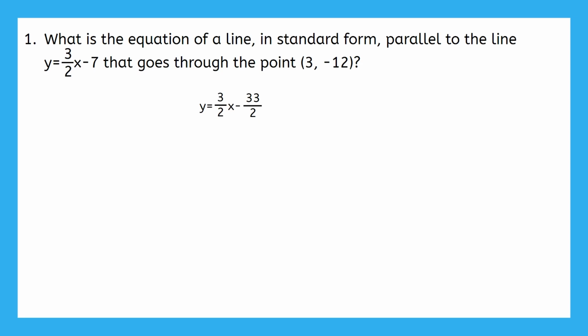Remember the goal here. We need to have the x term first on the left, and we'll need to make sure that a, b, and c are integers, with a also being positive. So let's subtract 3 halves x on both sides of the equation in order to move the x term to the left side. Now we need the a value to be both positive and an integer, neither of which is true right now. So what can we multiply this fraction by to make it a positive integer?